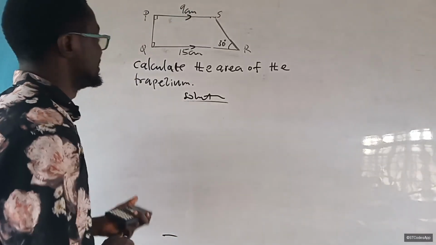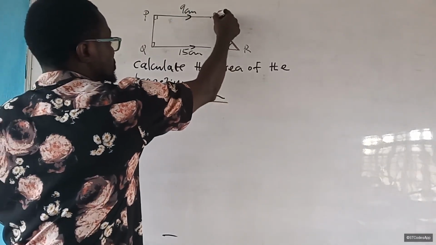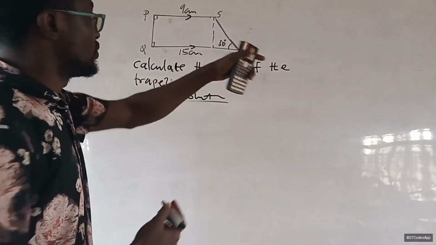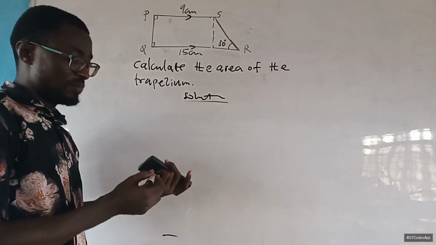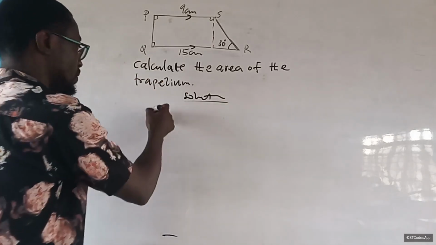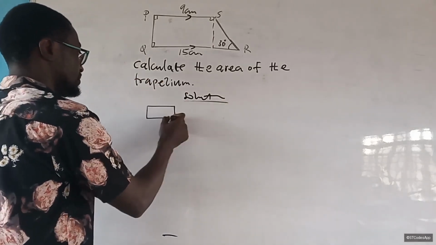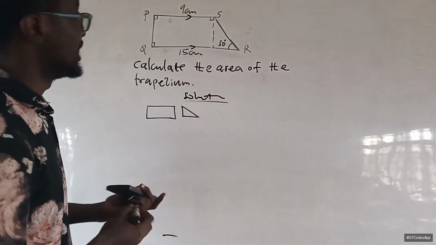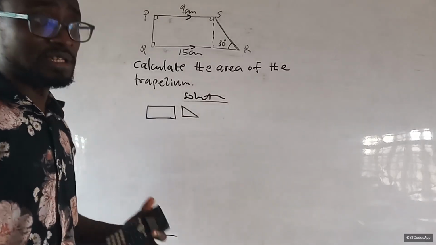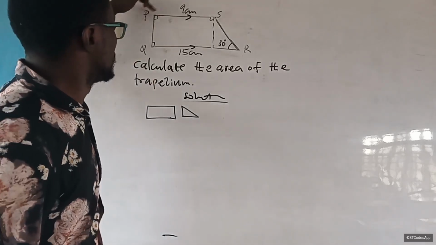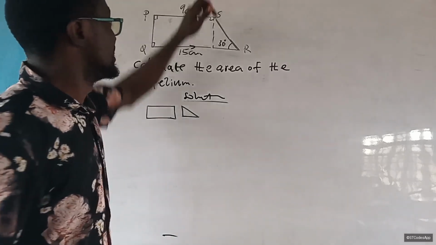Now, taking a look at this, if we divide this into two, separating the triangle from the main part of the trapezium, we are going to have two shapes here. We have a rectangle and a triangle like this. Now, by doing that, the property of a rectangle tells us that the two opposite sides are equal. So that means that from P to S is 9 centimeters.